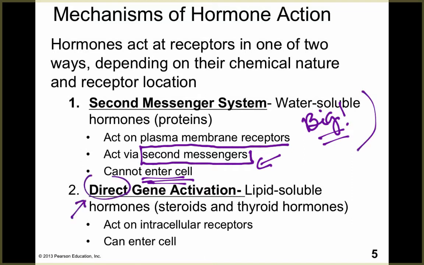Direct gene activation is exactly like it says in the title. It's direct. So these guys are lipid-soluble hormones. So it's things like thyroid hormones and steroids. If you remember, steroids are essentially derivatives of cholesterol, and cholesterol is essentially found in the lipid bilayer, and lipids are fats, right? So anything that can go through that are basically nonpolar molecules. And so these work on intracellular receptors because they can enter the cell. And so let's look at pictures of these really quick.